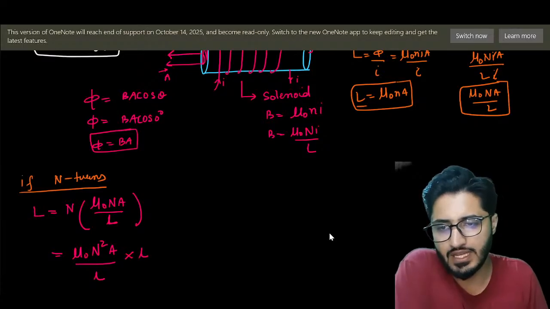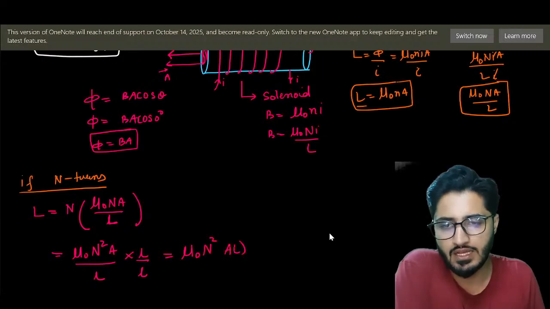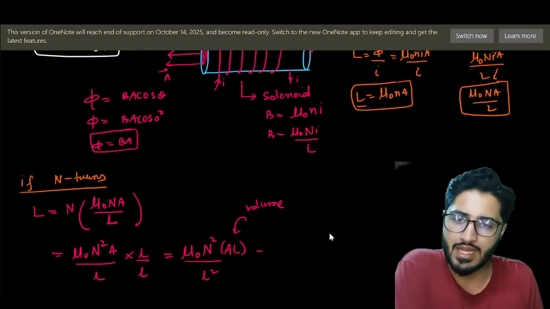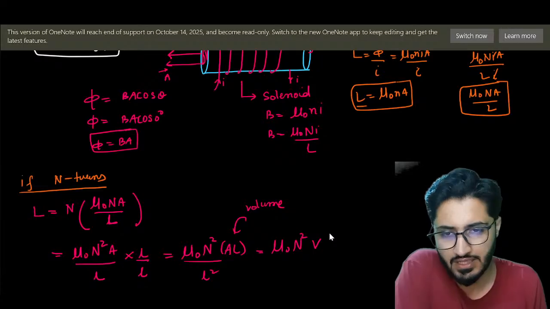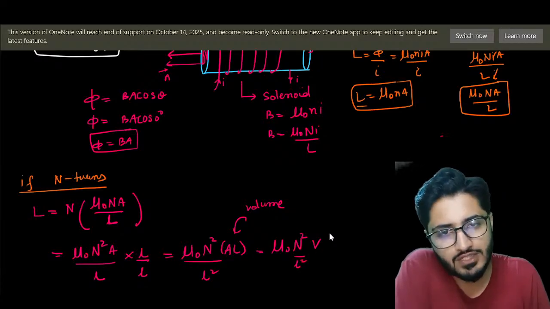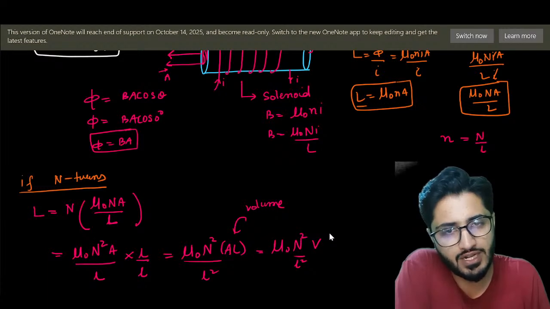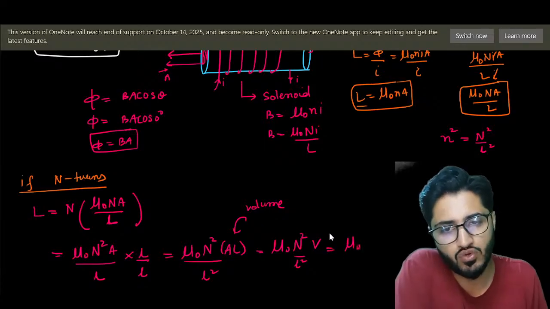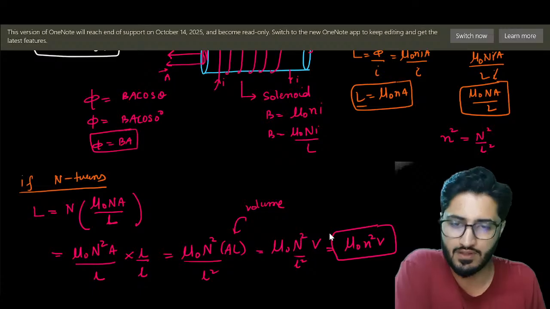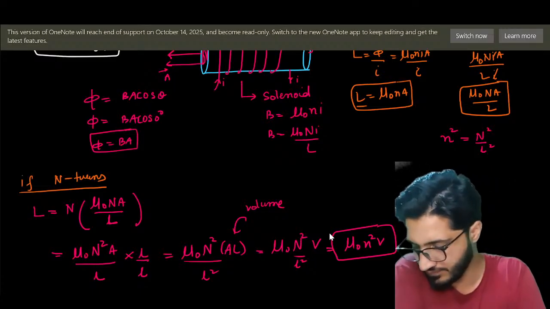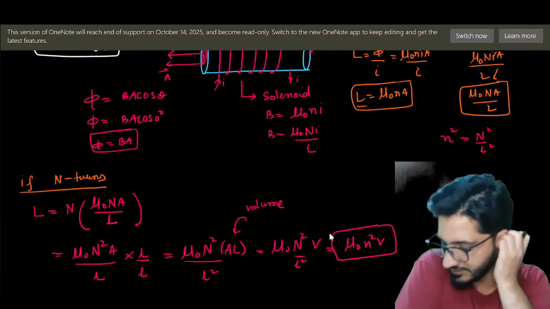Okay, can I multiply it with L and divide it with L? Yes, sir. I can write mu naught N square AL divided by L square. What is AL? AL is volume. So I can write it as mu naught N square into volume, and divide by L square. We know that small n is the number of turns per unit length. So squaring these, I need to write n square. So this equation I can write as mu naught n square into V.